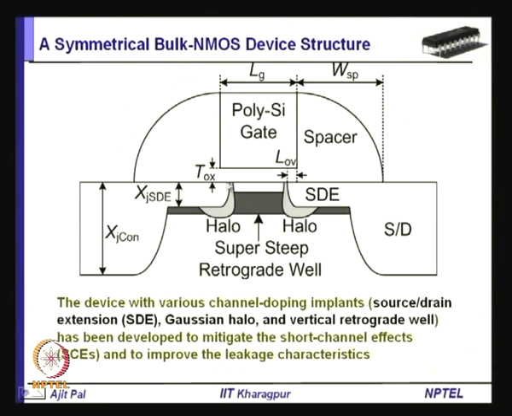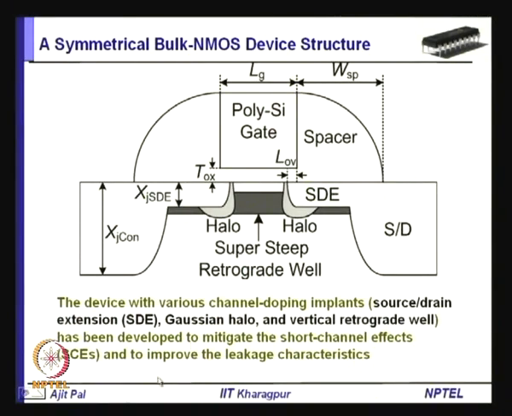Then Gaussian halo. So, here there is a Gaussian halo and vertical retrograde well. So, you can see vertically there is a variation. These things have been developed to mitigate short channel effects and to improve leakage characteristics. So, you can see a single transistor has to be fabricated with all these different types of features, and there will be spacers on both sides. So, whenever you fabricate it with all these features, obviously the fabrication cost will be enormous.